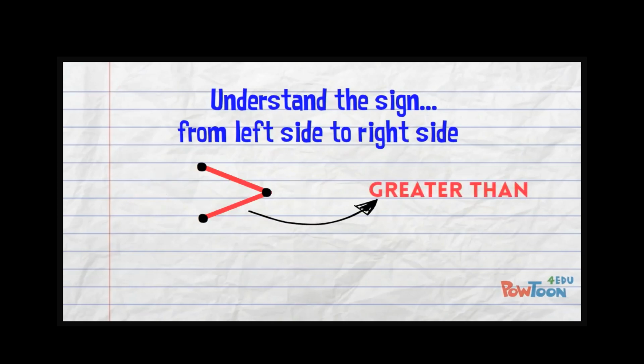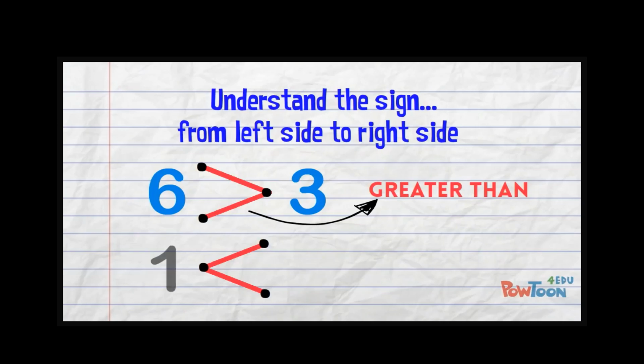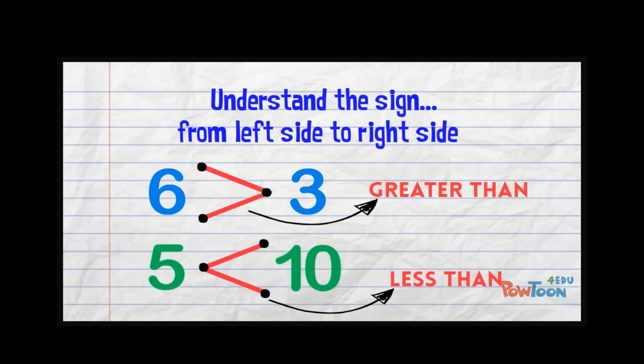I'll use it again. 6 is greater than 3. This sign faces the other way. Again, go left to right. On the left, there's 1 point, and on the right, there are 2 points. 1 is less than 2. This is the less than sign. Here's another example. 5 is less than 10.